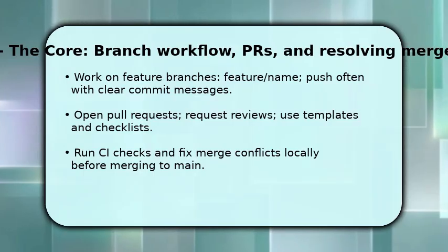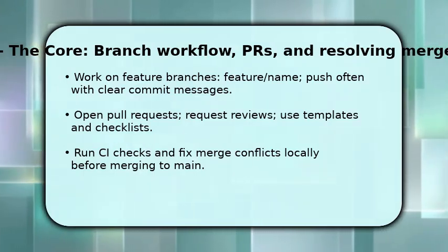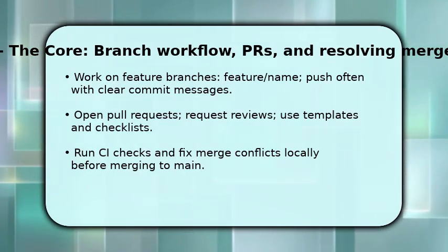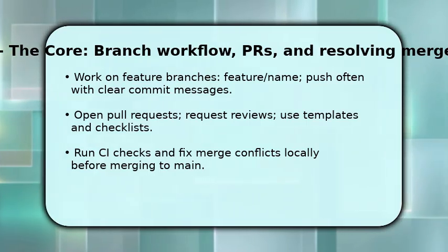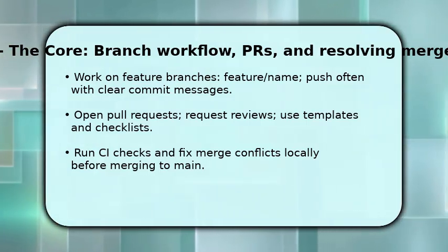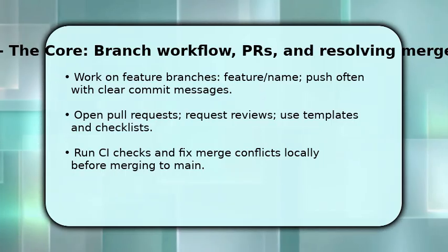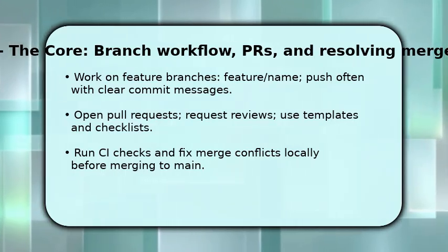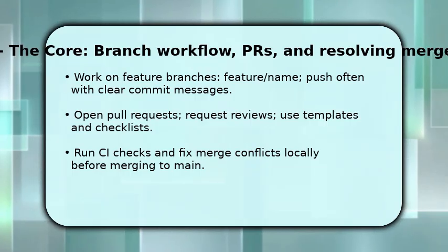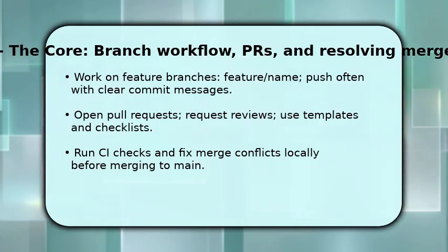You should develop on short-lived feature branches and push commits frequently so others can see progress. When a change is ready, open a pull request and explain the why in the description. Request at least one review to catch logic errors. Make sure continuous integration runs green, tests and linters catch regressions early.